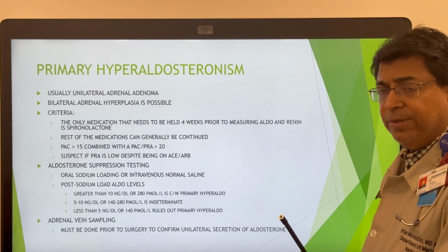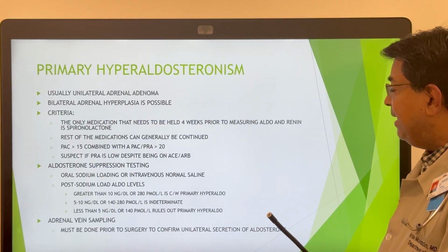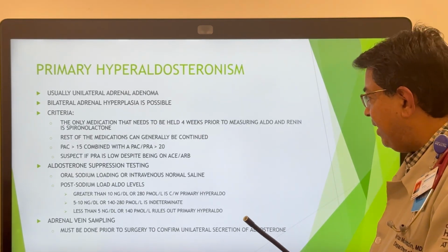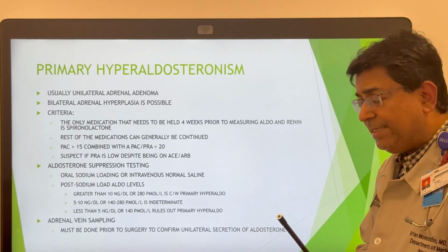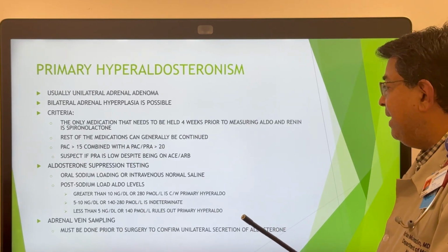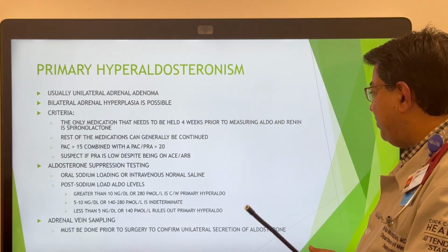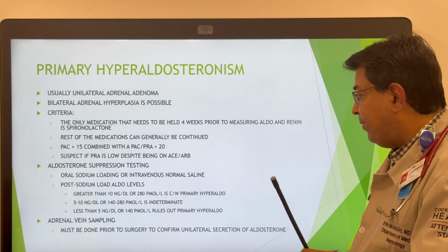Primary hyperaldosteronism, I'm going to really run through this. Usually it is due to an adrenal adenoma, although bilateral adrenal hyperplasia is possible. In testing for primary hyperaldosteronism, the only medication that really needs to be held is spironolactone, and it should be held 4 weeks prior to measuring aldo and renin.